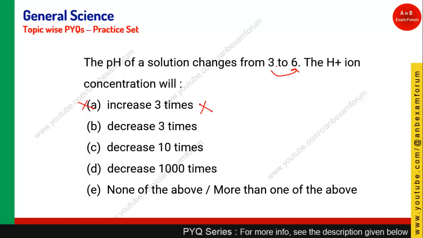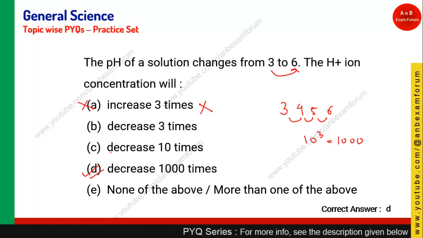As we have told you, if you move one unit on the pH scale, the concentration changes 10 times. So here it goes 3 to 4, 4 to 5, 5 to 6, which is 1, 2, 3 units. So 10 power 3, that is 1000 times, it is decreasing. So option D is the right answer.